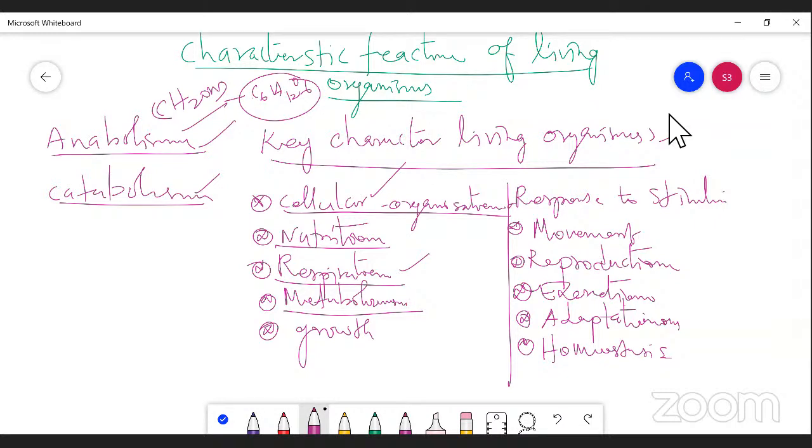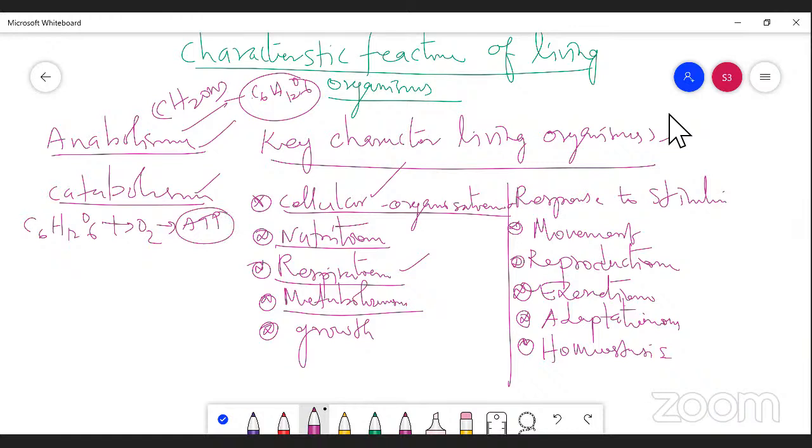The second one is catabolism, which means energy molecules break down and provide energy, after which waste material is produced. For example, take glucose. The glucose is involved in a chemical reaction, reacting with oxygen, and provides ATP. ATP means adenosine triphosphate, an energy molecule.